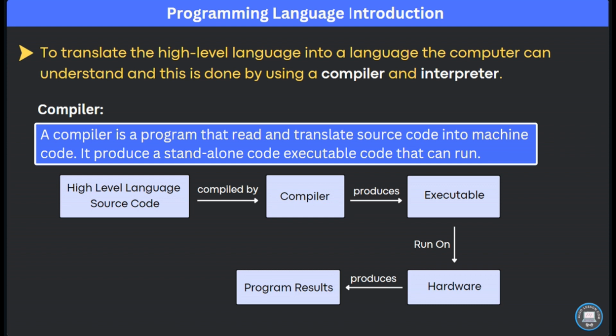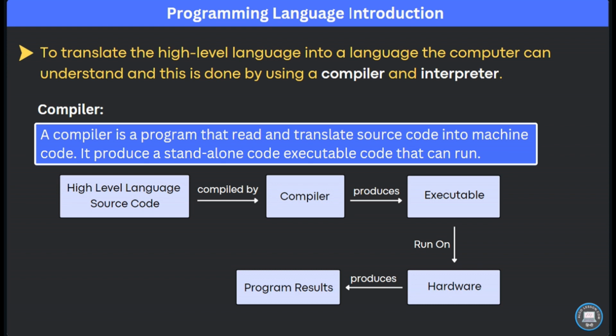Okay, now let's check the flow, like how a compiler works. Let's say we have written some source code using a high level language. The compiler takes that source code, compiles it, and produces an executable file. Then that executable file is run on our hardware or computer, because this executable file is the file that our hardware can understand, and the instructions that are written are executed by our system. Based on the instructions, we get some output as a result. So this is how a compiler works.